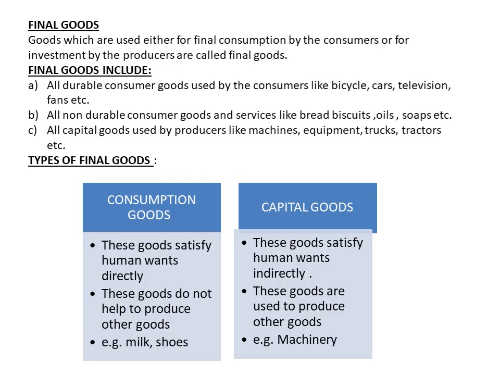So, what are the final goods? They are used for final consumption or for investment purposes. Goods which are used either for final consumption by consumers or for investment by producers are called final goods. No changes are made in those goods; they are used as they are. Final goods include durable goods like bicycles, cars, furniture, televisions, fans, etc. And non-durable goods, that is bread, biscuits, oil, soap, which we use and which are finished within a year, or within a month. Daily life goods which we consume on a daily basis.